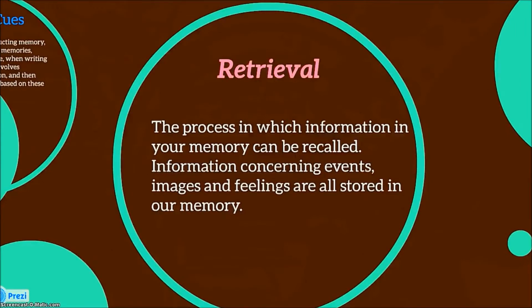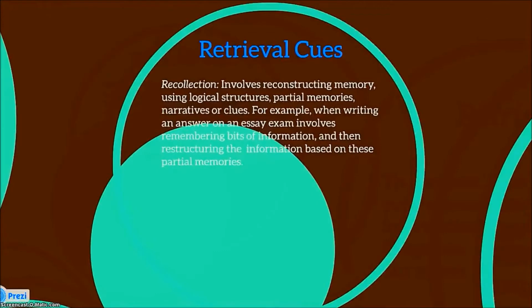Retrieval. The process in which information in your memory can be recalled. Information concerning events, images, and feelings are all stored in our memory. Retrieval cues. Recollection. Involves reconstructing memory, using logical structures, partial memories, narratives, or clues. For example, when writing an answer on an essay exam, involving bits of information, and then restructuring the information based on these partial memories.